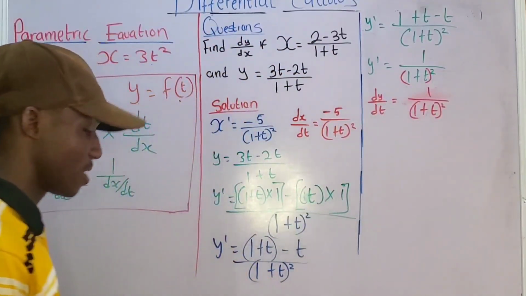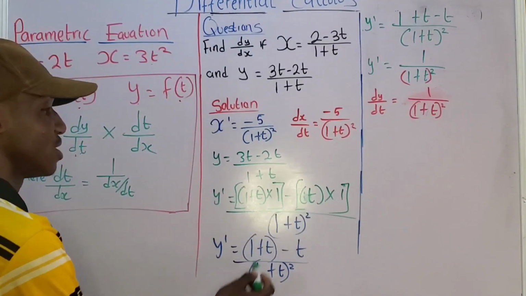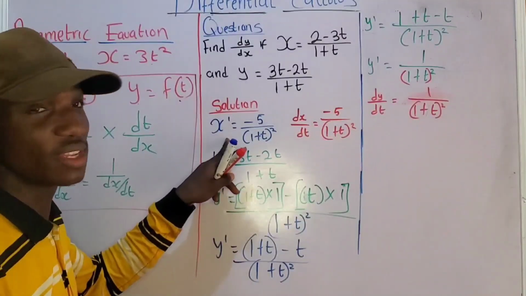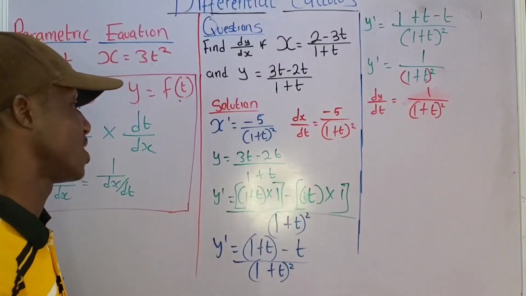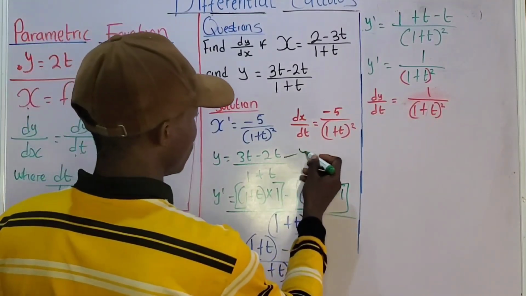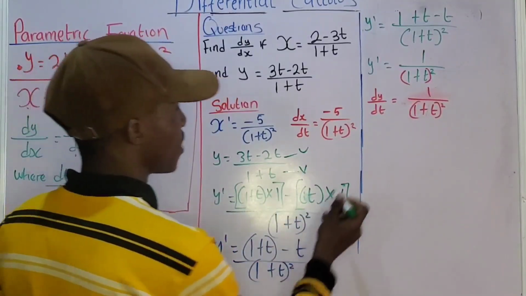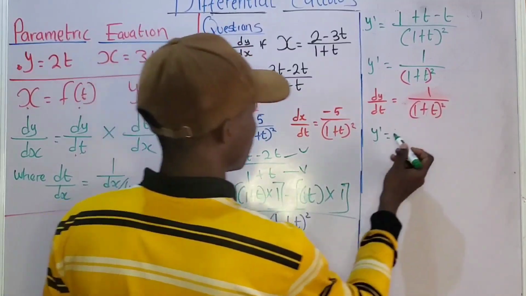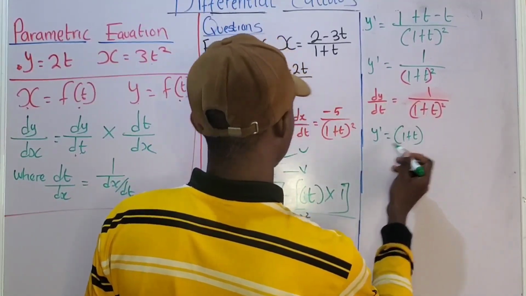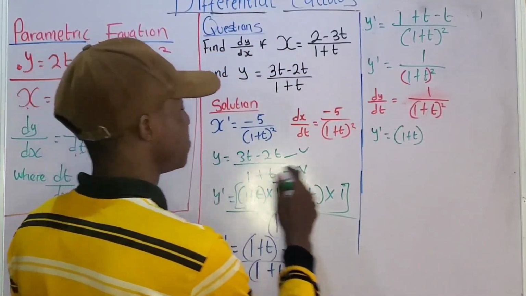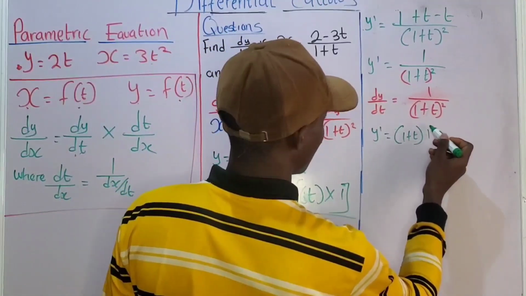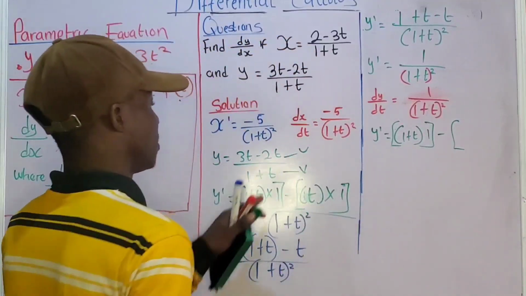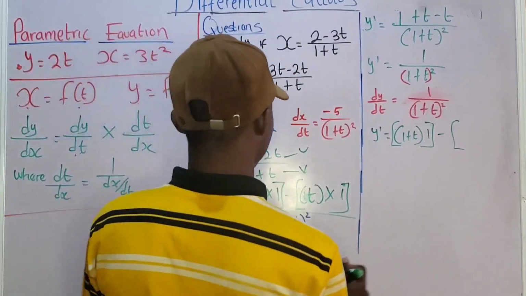Do you understand? You might be wondering how I got these values. I applied the quotient rule that we used while we were differentiating x with respect to t. So you can see that this is u and this is v. According to the quotient rule, we are going to have derivative of y is equals to v, which is 1 plus t, multiplied by derivative of u. If you differentiate 3t minus 2t, you are going to have 1. So I have 1 here, multiplied by 1, minus, open the bracket, u, 3t minus 2t.